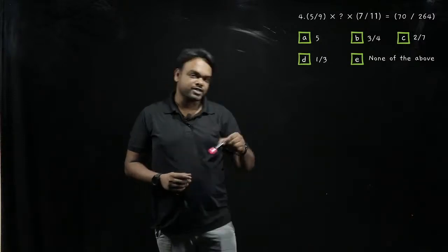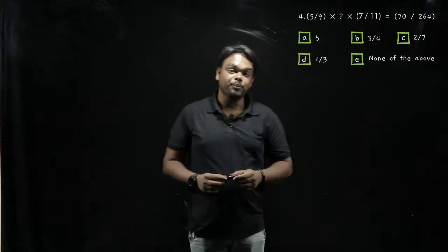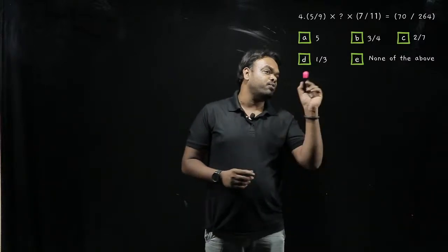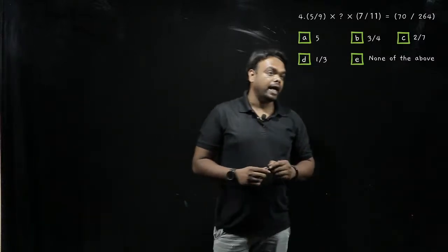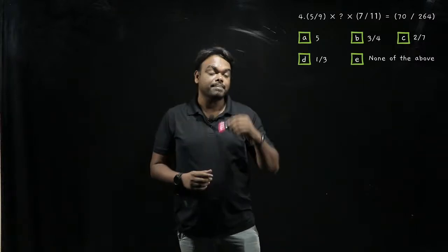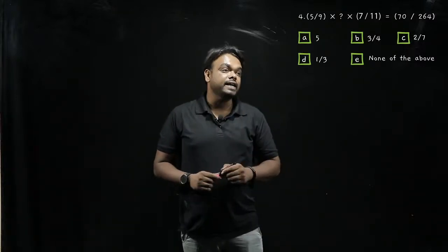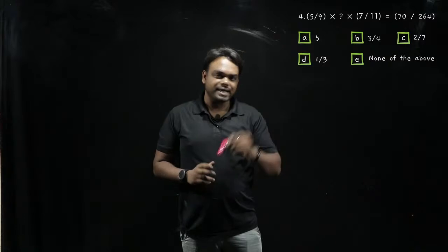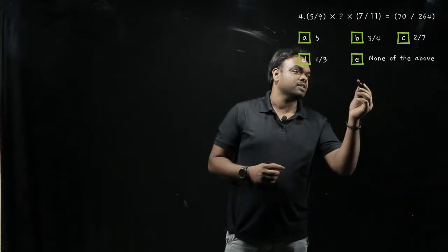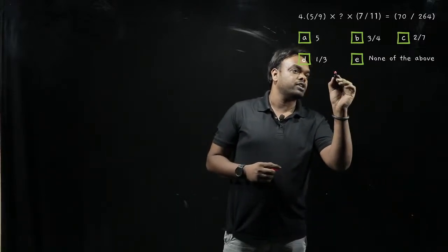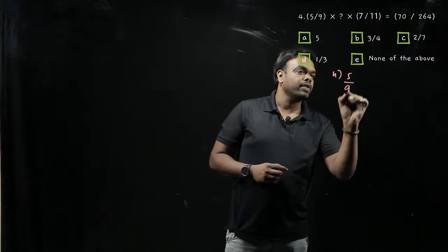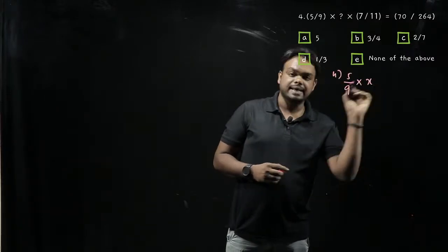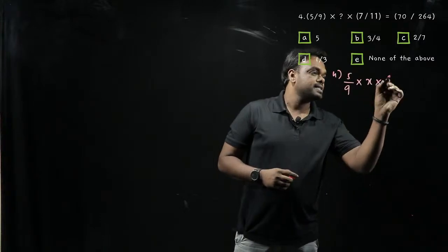So let us continue, people. Question number 4. What does it say? We have 5 by 9 into question mark into 7 by 11 is equals to 70 divided by 264. Very simple question. It's all about the calculation, nothing much. So let us see. Question number 4: 5 by 9 into question mark, I'll write it as x, into 7 by 11.